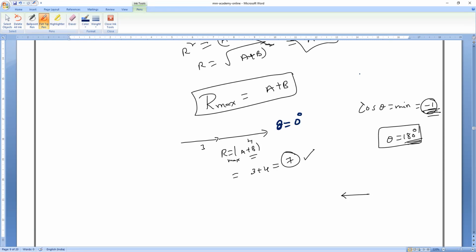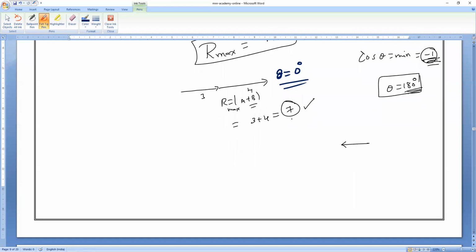Not 90, Pradosh. Cos 0 is 1, cos 90 is 0. Yes or no? Cos 0 is 1, the maximum. So what is the angle between them? 0. Understand? So the maximum value you will get at 0 degree.